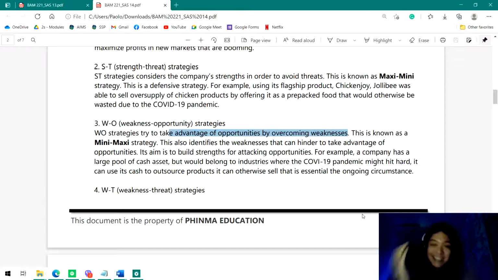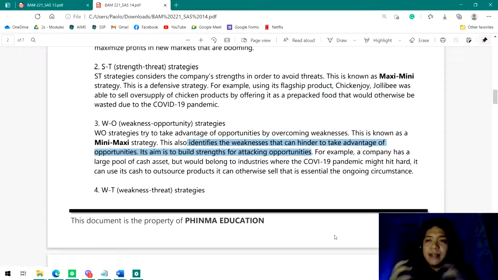Parang ganun lang din dito sa WO strategies or what we call the mini maxi strategy. So mini naman ang nauna ngayon kasi weakness, it's a negative internal factor. Maxi naman is opportunities, a positive external factor. Kaya siya mini maxi strategy. This also identifies the weaknesses that can hinder to take advantage of opportunities. Its aim is to build strengths for attacking opportunities.